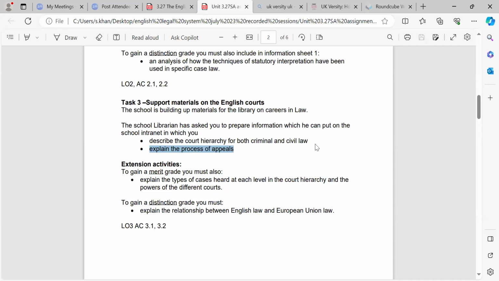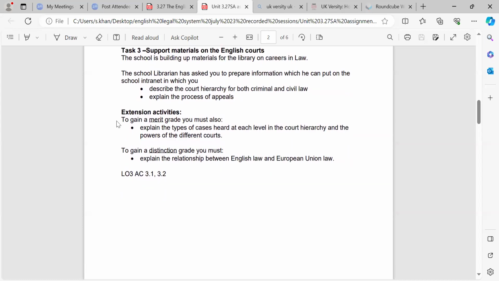If you want to do the extension activities and gain a merit, you must also explain the types of cases heard at each level in the court hierarchy and the powers of the different courts. For example, if you're talking about the magistrates' court, what kind of cases are dealt with there? Things like petty crime, petty motor crimes. The Crown Court deals with murder and manslaughter. These are things you would need to identify to gain the merit grade. So that's the extension activities.